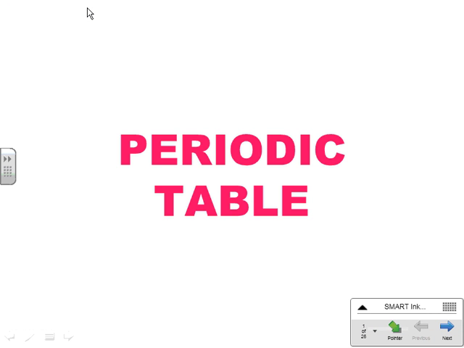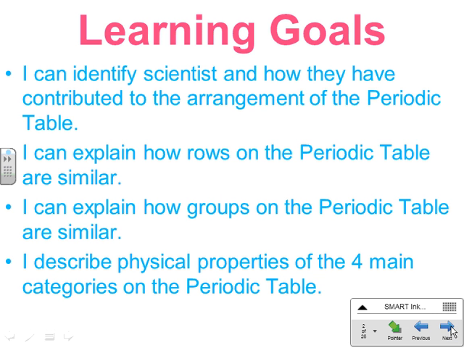In today's flipped classroom lesson, we're going to learn about the periodic table. By the end of the lesson, you should be able to identify scientists and how they have contributed to the arrangement of the periodic table, explain how rows on the periodic table are similar, explain how groups on the periodic table are similar, and describe physical properties of the four main categories on the periodic table.